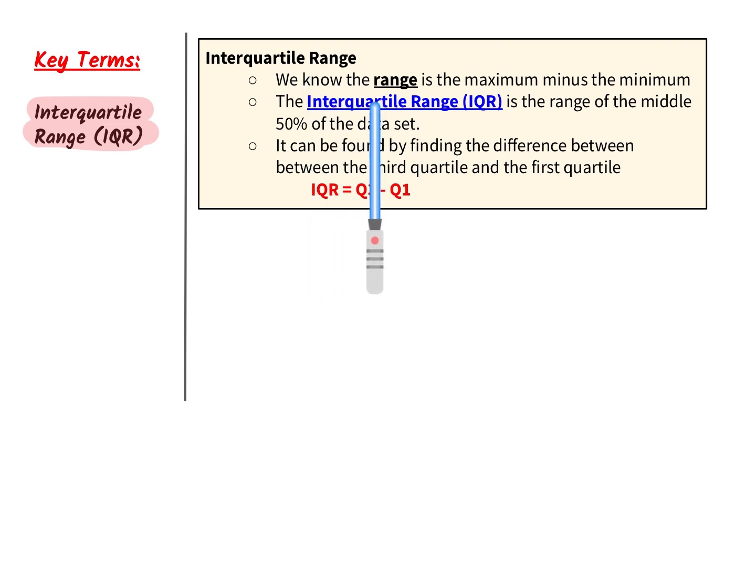And so what we're going to do is subtract the third quarter minus the first quarter. We're finding the range of that rectangle, the box part of this. So I want you to highlight: interquartile range is the range of the middle. Then highlight this part that says it's 50% of the data. We'll talk more about that when we get into our examples. And the last thing I want you to highlight is how you find it. The IQR is quarter 3 minus quarter 1.